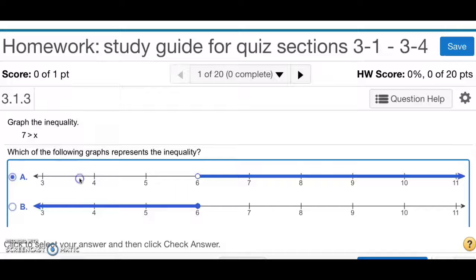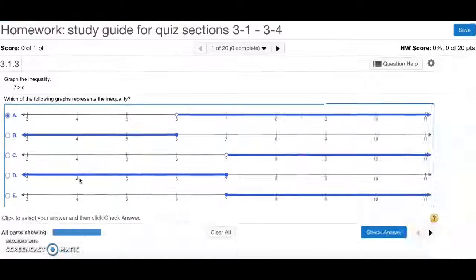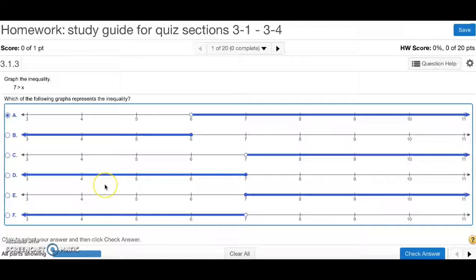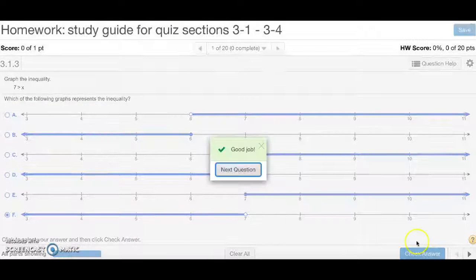So let's look at all our graphs. Going to the left would be either B, D, or F. It's not going to be B because it starts at 6, where our number here is 7. So that means either D or F. There is no line under the inequality, so it has to be an open circle. So that means it has to be F. And F is our answer for number 1.